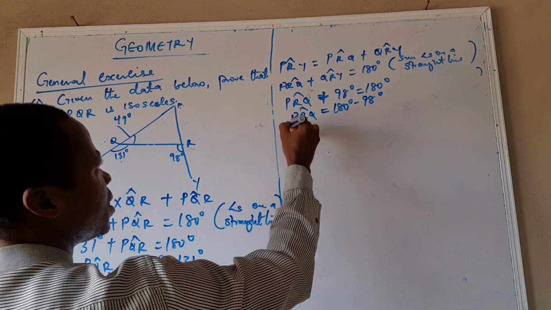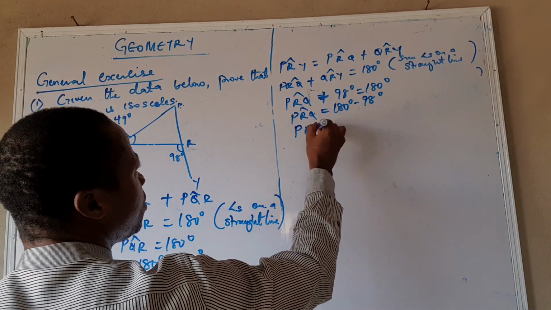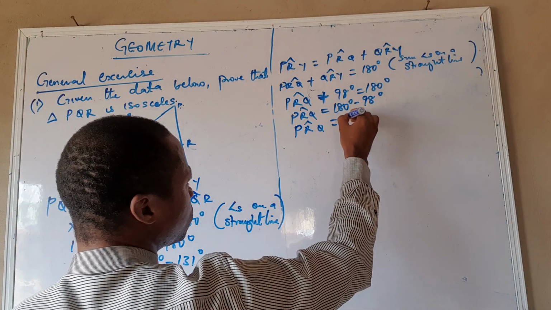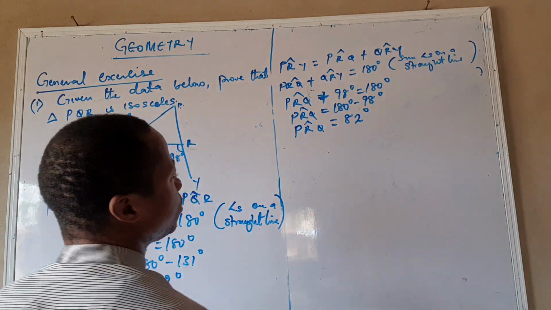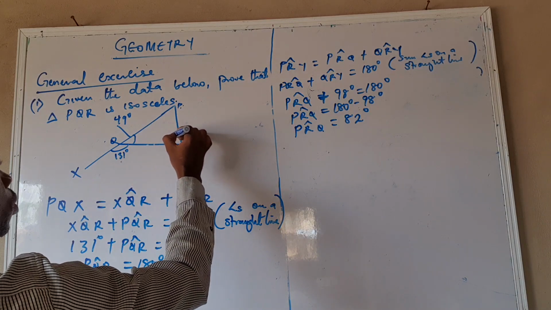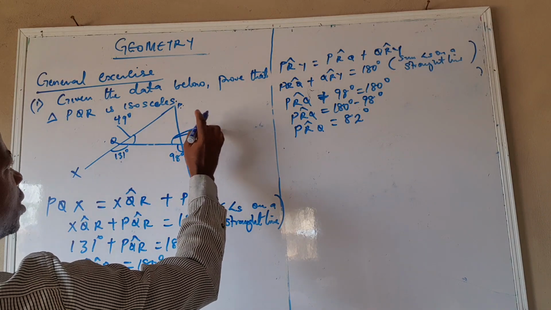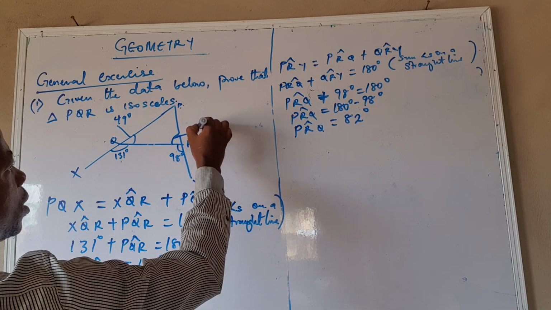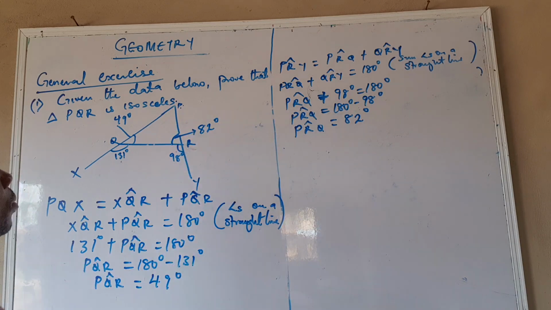Okay? In this case now, we have our PRQ equal to what? And that will give us 82 degree. So automatically we have this particular angle equal to 82 degree. Now, having gotten that, remember that the sum of three angles will give us what?